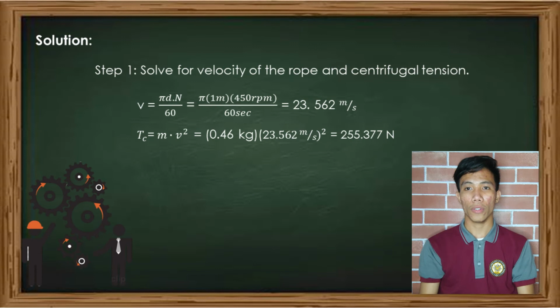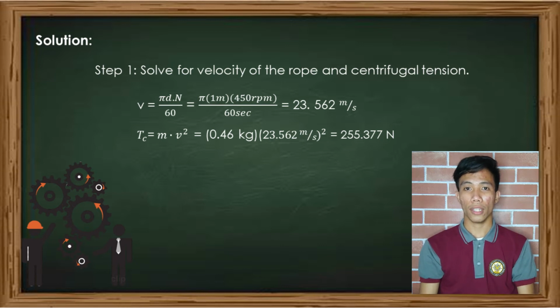So in step 1, we solve for the velocity of the rope and the centrifugal tension. The formula for the velocity of the rope is V equal to pi D N over 60. Let's substitute the value of D, the diameter, which is 1 meter, and the rotational speed N, which is 450 RPM, over 60 seconds, and it will be 23.562 meter per second.